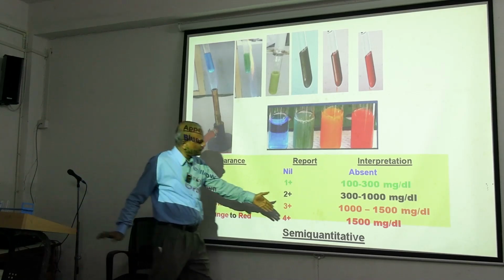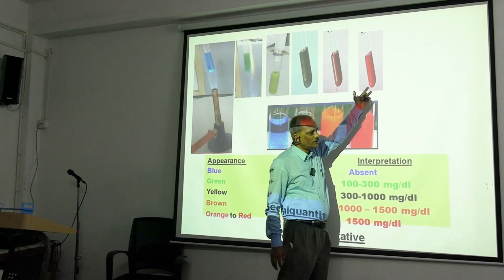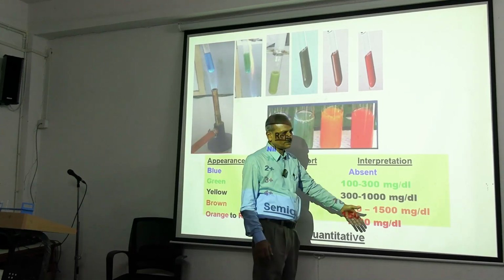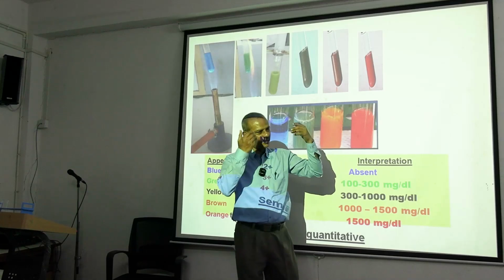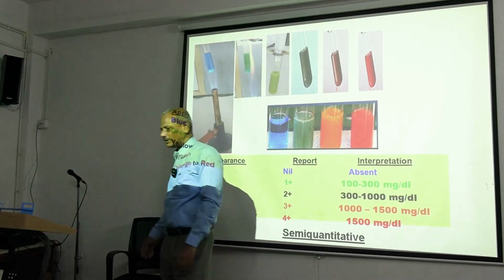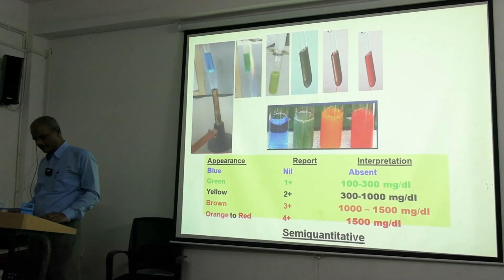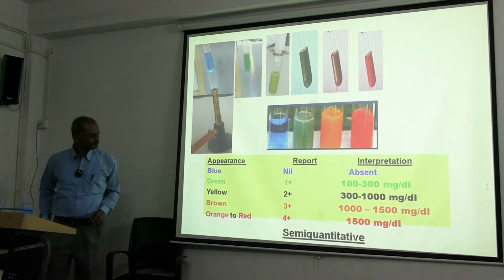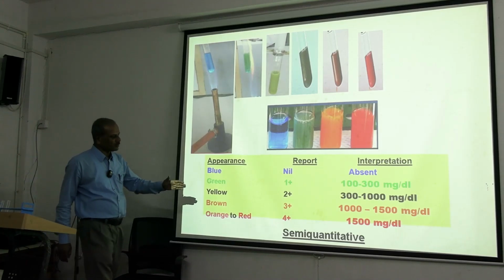Because above 1500, the entire reagent has been consumed. So even if the value is 2000 or 2500, the color will no longer change, but the entire reagent has been exhausted. There is no more reagent which can react with the excess amount of glucose or reducing substance present in the solution. Now I have written it semi-quantitative.